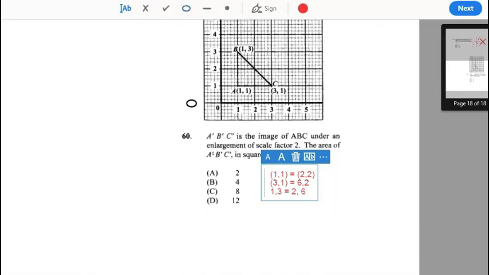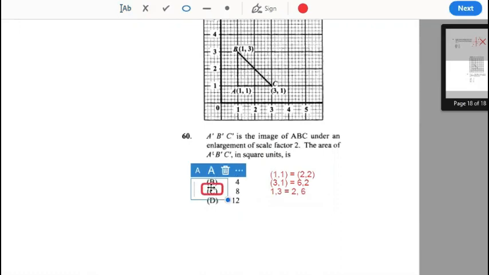of C, or you can use the formula of area equals k squared, which is the enlargement factor, times area of object, which is a triangle. So it will be 2 times 2 times half base times height. And as you can see, the base would be 2 and also the height would be 2. So it is 2 squared times half times 2 times 2, and you'll get the same answer.